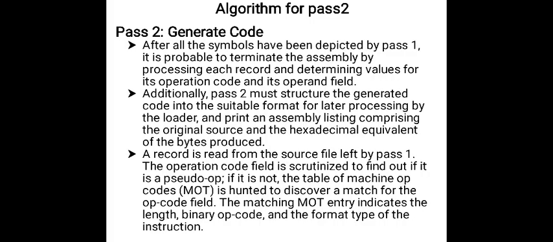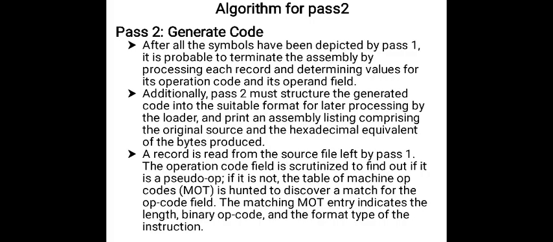This is one of the important things we are going to do in pass 2. That is, we are going to generate an assembly listing which has the original source as well as its equivalent hexadecimal values which are generated.